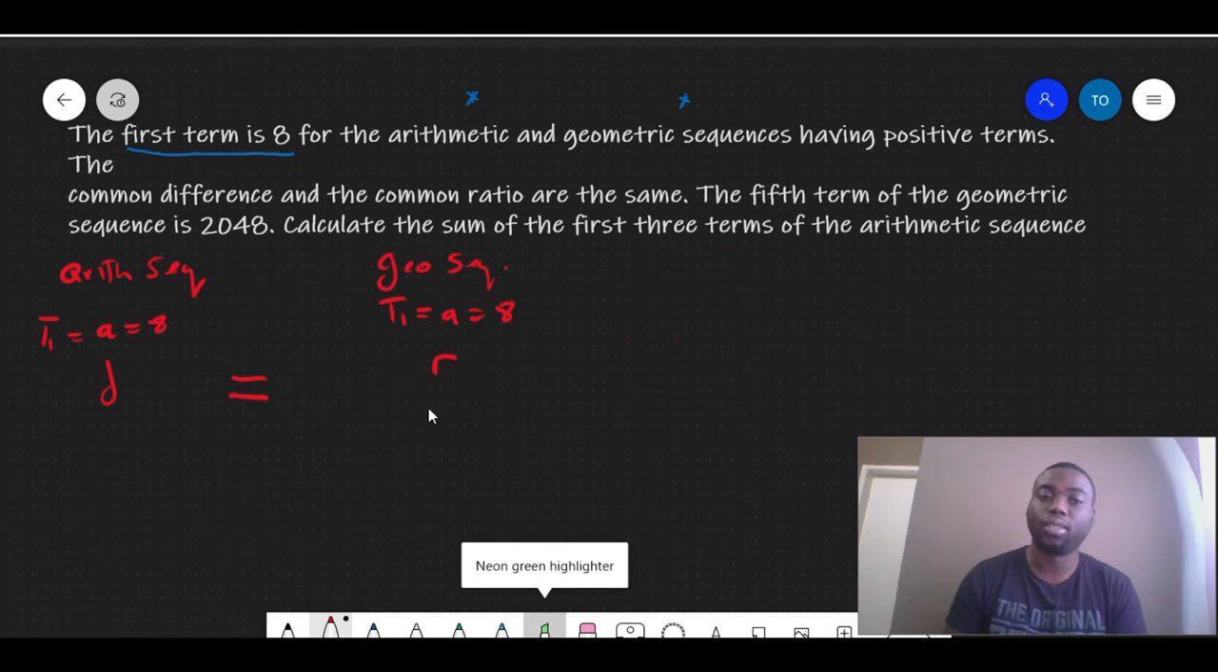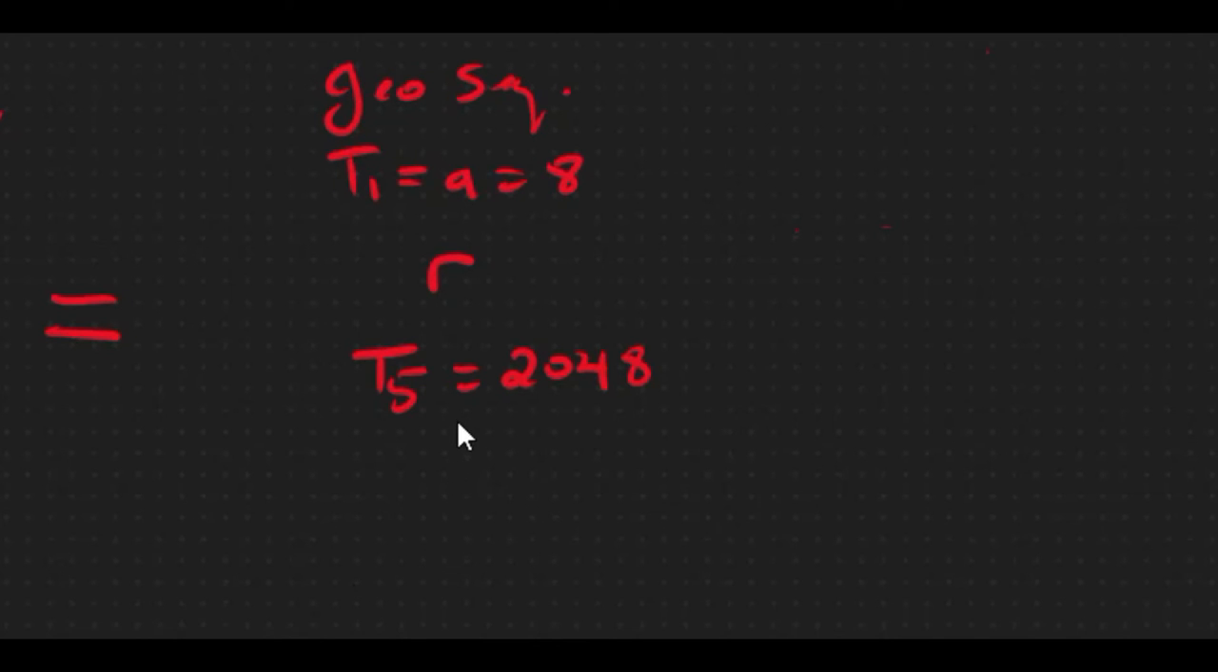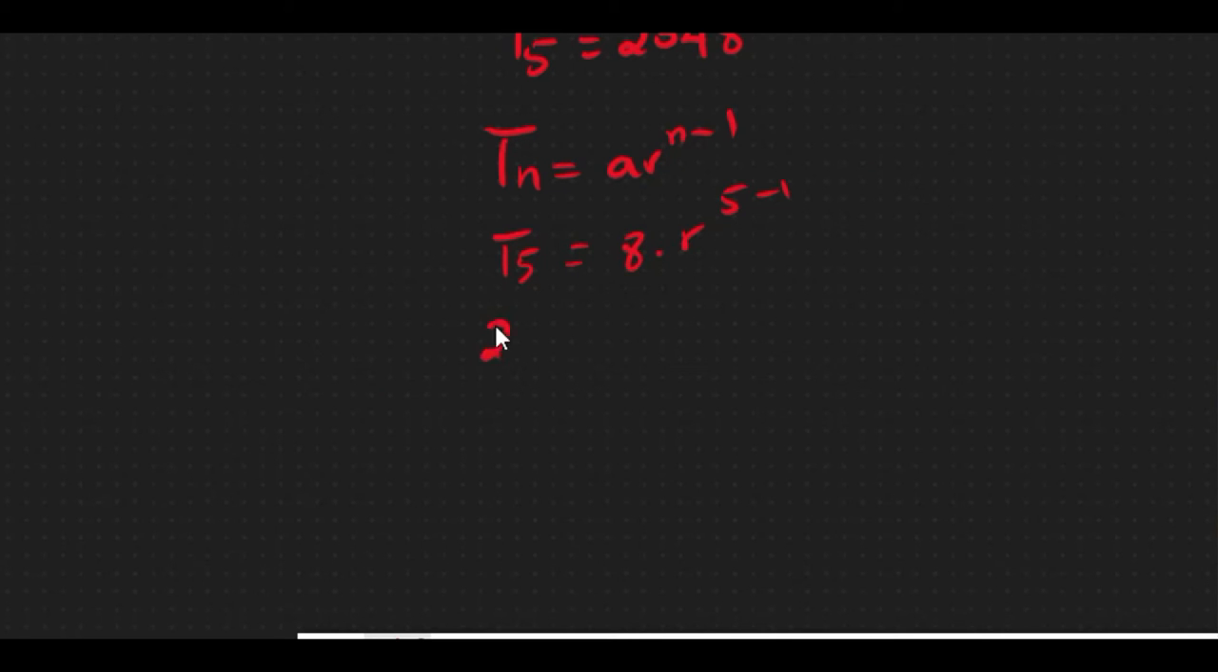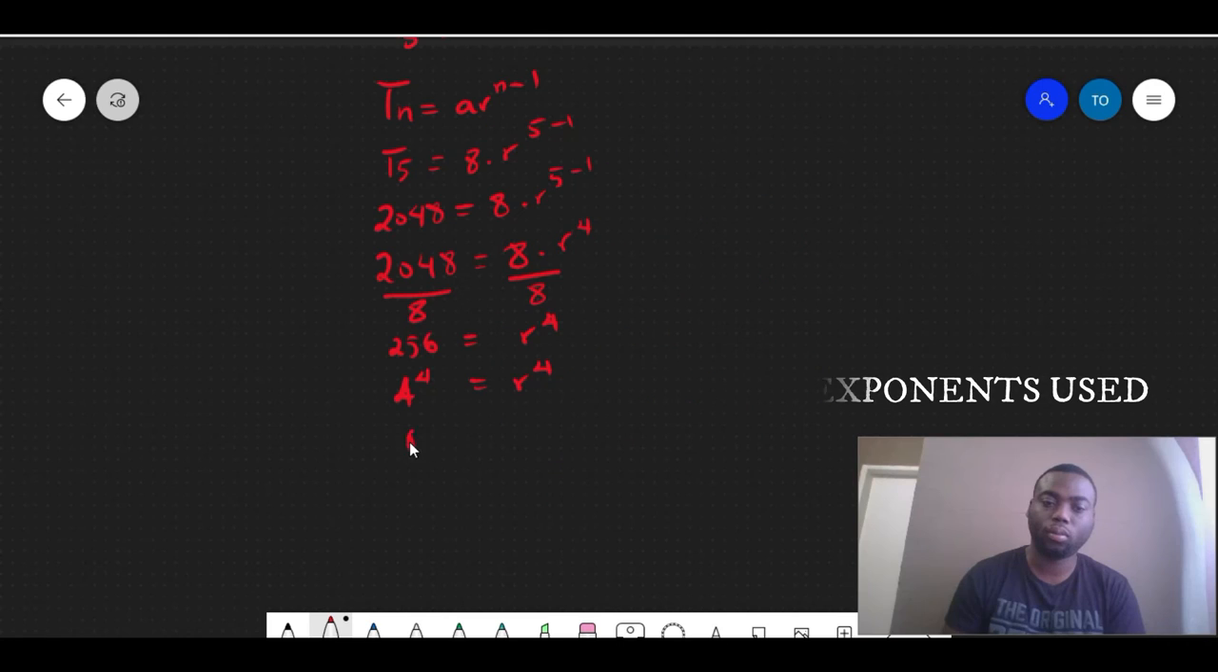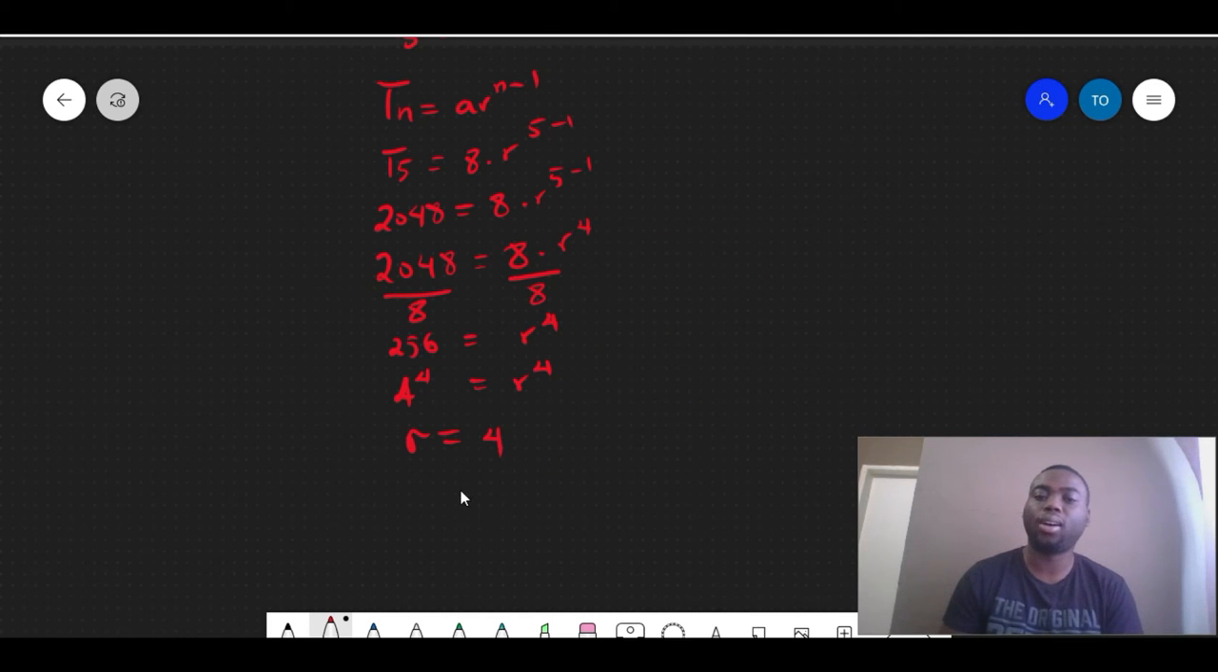They went further to tell us that the fifth term, which is called T5, is equal to 2048. So what that means is that we can use this to help us calculate our R, since it's a geometric sequence and the formula for a geometric sequence is this. So we just substitute. Now as we can see, our R is equal to 4.